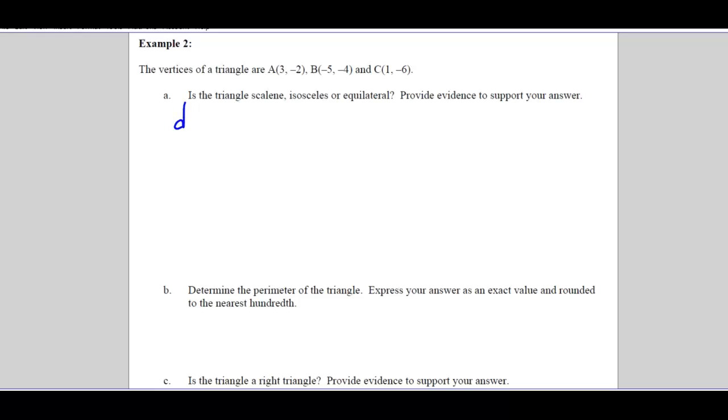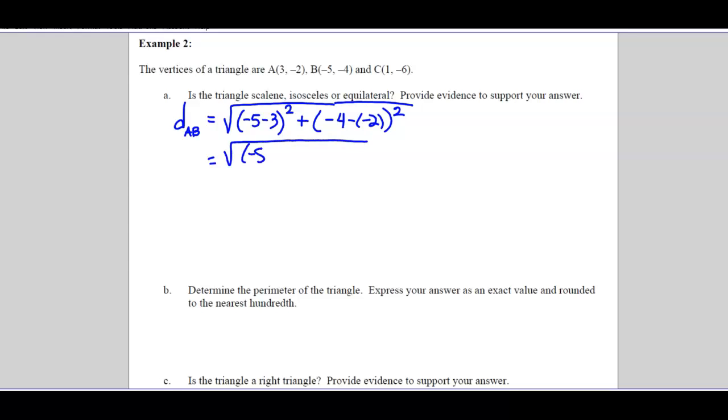So here, you might want to call it D, the distance of AB. Now, A to B. So I'm just going to go, B is my second point, A is my first point. So -5 minus 3, all squared. Remember, it doesn't matter if you get a negative, because when you square it, you'll get a positive. You give me another gray hair, right? Because a negative squared is a positive. And then the y's, -4 minus -2. So that's -8 squared plus -2 squared.